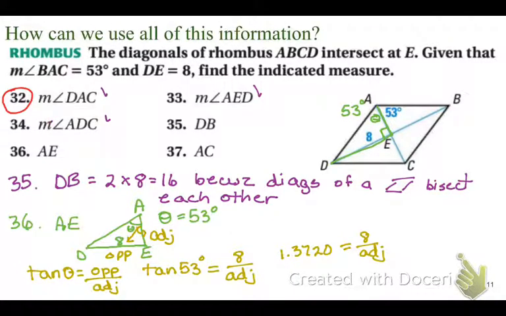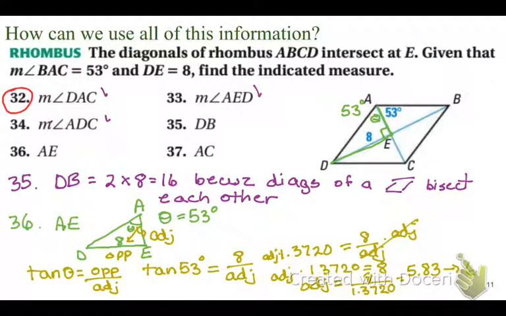So going back to our algebra days, we're going to multiply both sides by the adjacent. So this goes away, and the adjacent times 1.3720 equals 8. We need to isolate that adjacent, so the adjacent is equal to 8 divided by 1.3720. Go to your handy-dandy calculator, and you'll get a number that looks something like 5.83. If you want to, you can round that up to 6. So now we know that this length right here is equal to 6, give or take a little bit.